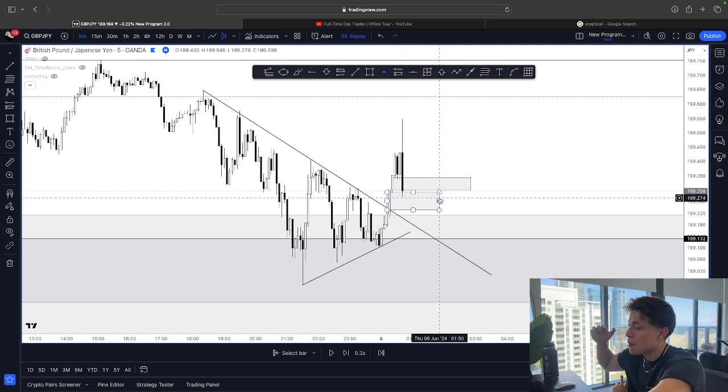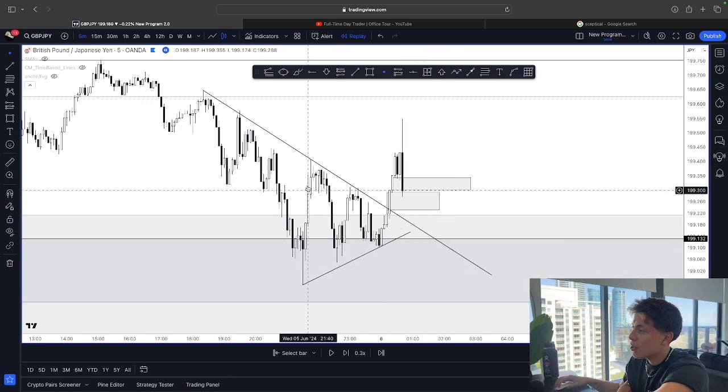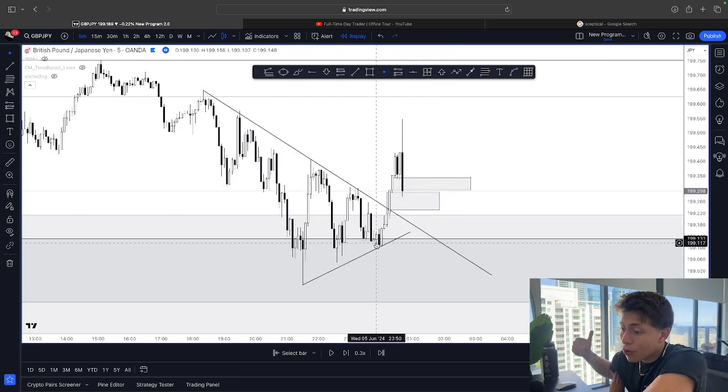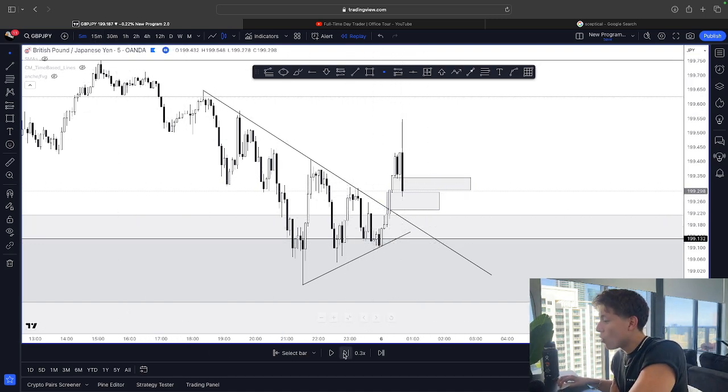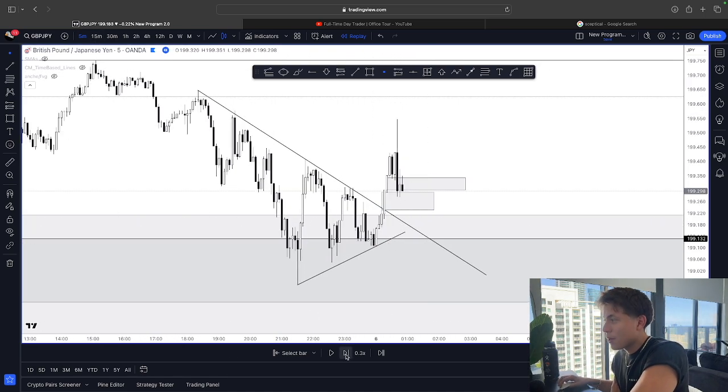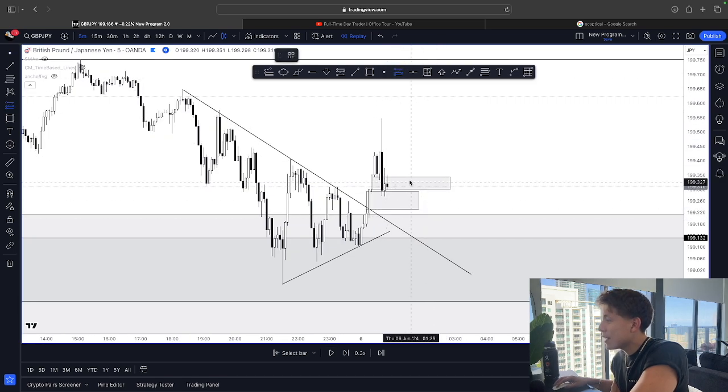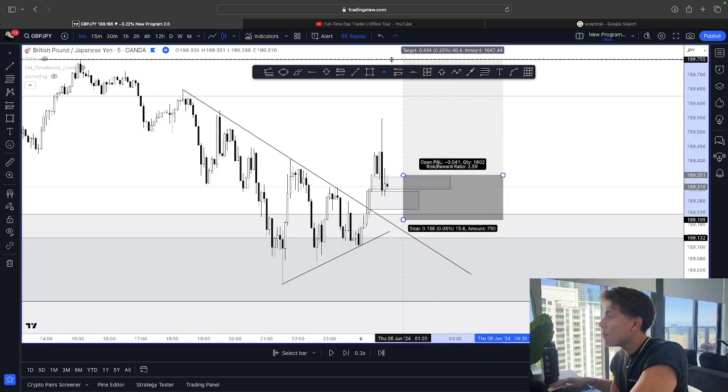The first step, bias. The second step, a higher time frame fair value gap, which was this one down here. And now once price enters here, we're going to wait for a lower time frame fair value gap. So we're going to wait for price to retest this level, which it already is.